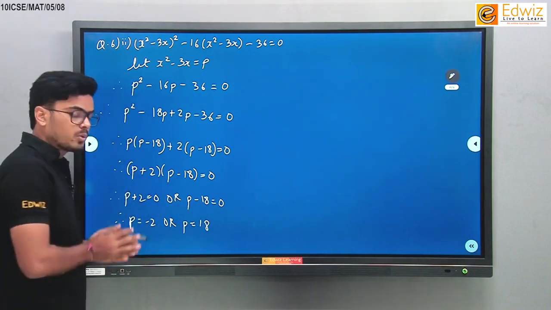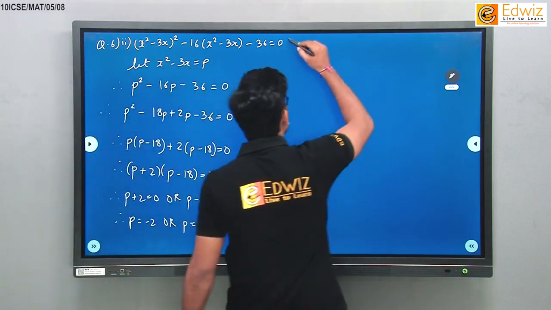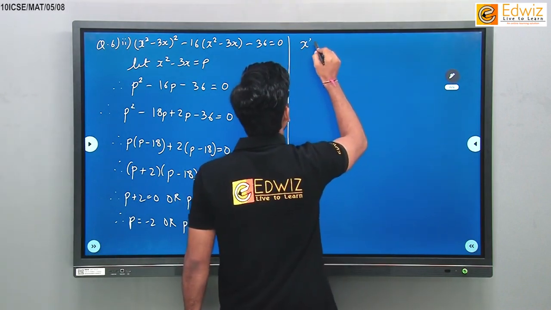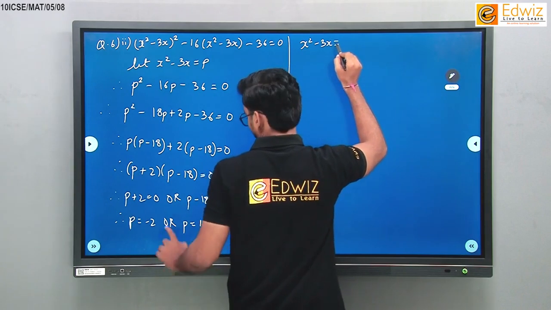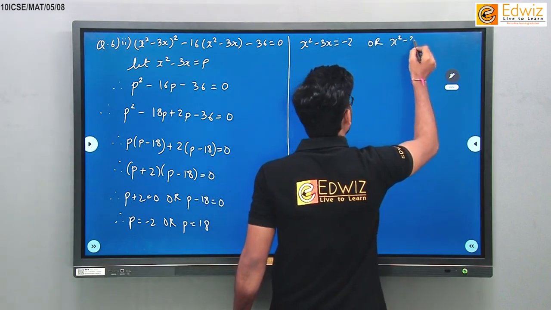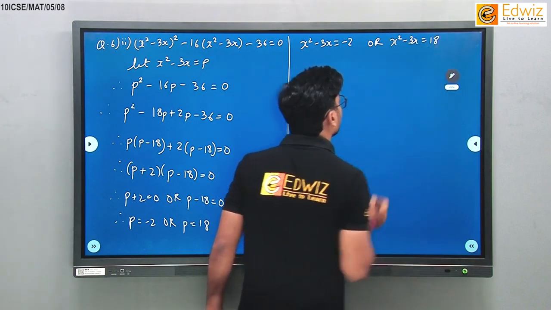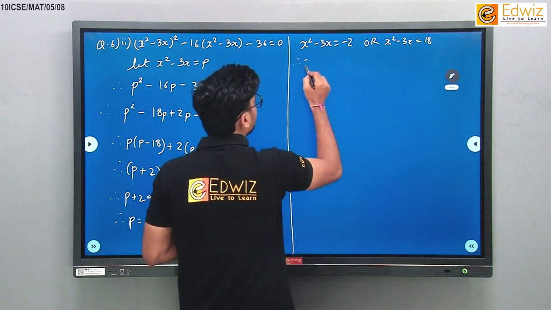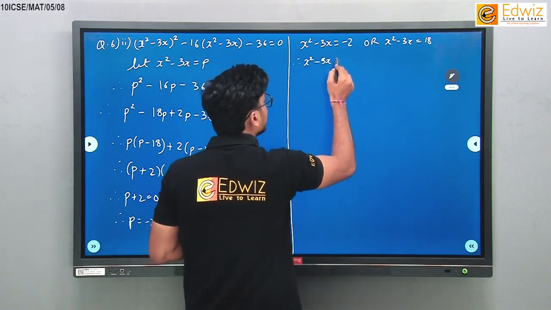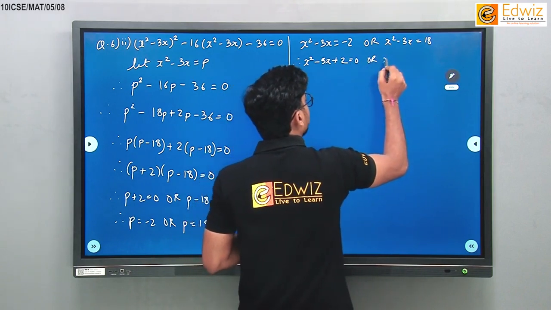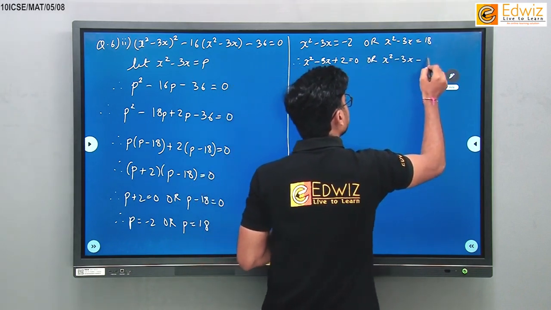Okay. Resubstitute the value of p here. If we resubstitute the value of p here, the equation will become x square minus 3x equal to minus 2 or x square minus 3x equal to 18. Okay. So we can take these two terms on the left side. The equations will become x square minus 3x plus 2 equal to 0 or x square minus 3x minus 18 equal to 0.